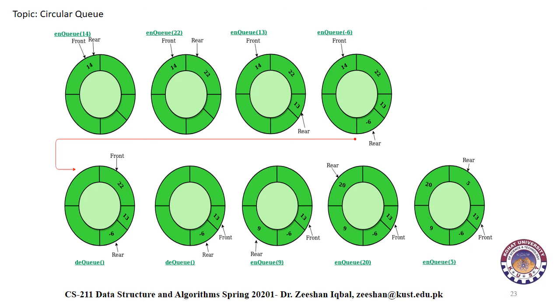Next we can see that dequeue is called. By dequeuing, the first value will be deleted. So 14 is deleted and front will be moved to 22. Next, for dequeue, 22 is deleted and the front will be shifted to 13.